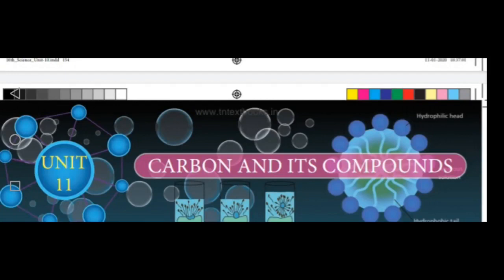This is 10th standard chemistry, unit 11, carbon and its compounds. Let's see the introduction of carbon and its compounds.